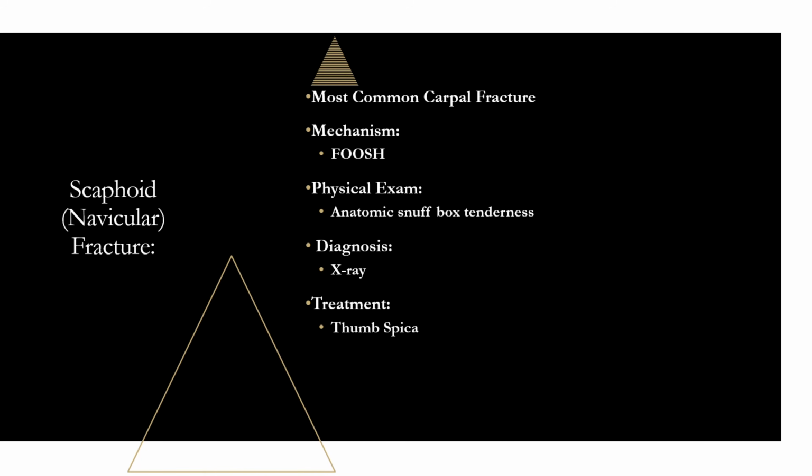Treatment: thumb spica. The majority of patients with non-displaced fractures, or who have negative x-rays but have snuff box tenderness, are also going to need a thumb spica. So you splint until a fracture can be ruled out. With the scaphoid, treat it like a fracture until you know it isn't.